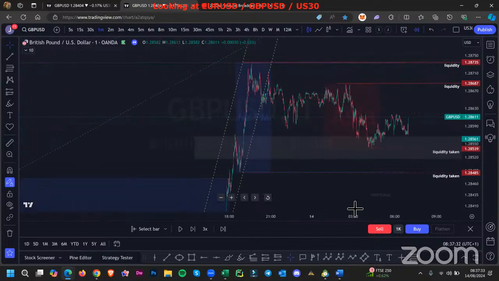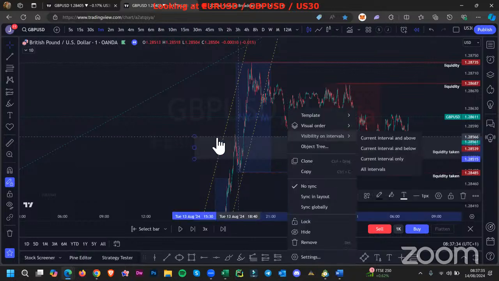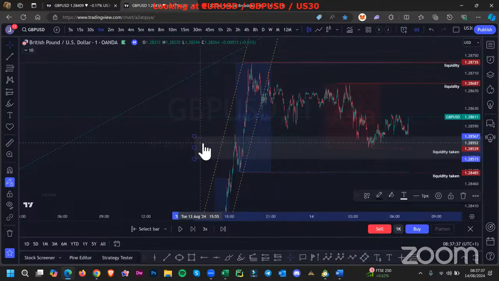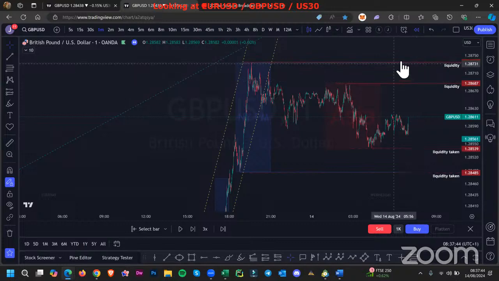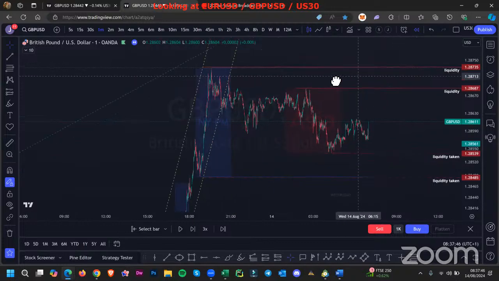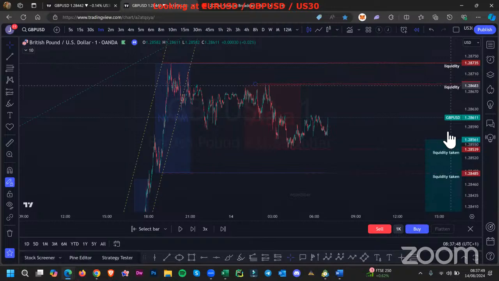So I've identified, let me get rid of this because this is in the future, I've identified liquidity above this Asian session, as well as liquidity above this London session here. They all have alerts on them. You can see over here, liquidity, boom, boom, boom, boom, boom. Watch how this market does.